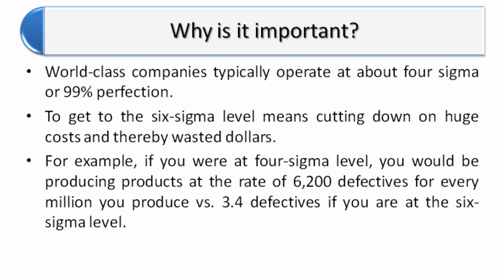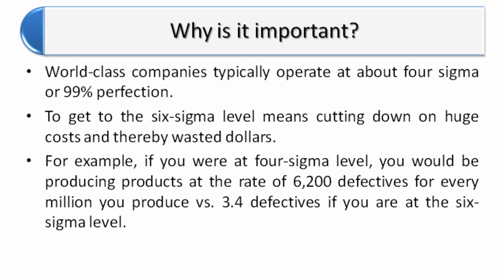See, now the world class companies, like Motorola, General Electric, Toyota, or General Motors, all operate at these 6 sigma standards. They typically operate at about 4 sigma or 99% perfection. To get to higher sigma levels means cutting down huge costs and wasted dollars. Whatever dollars you are wasting, you can cut down, and you will get efficient and quality products out of it.